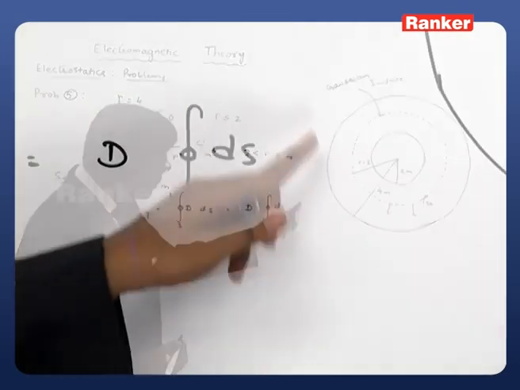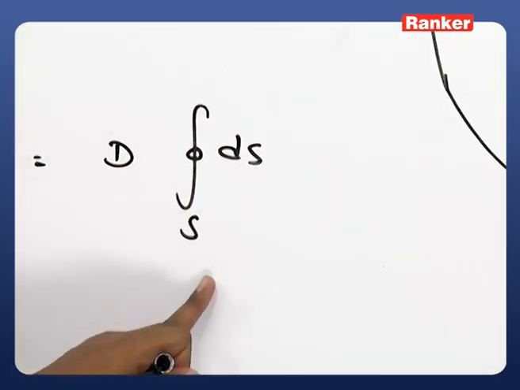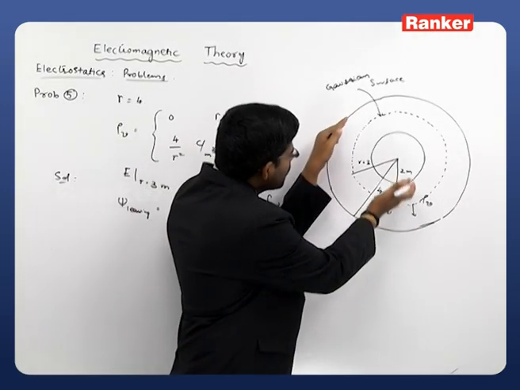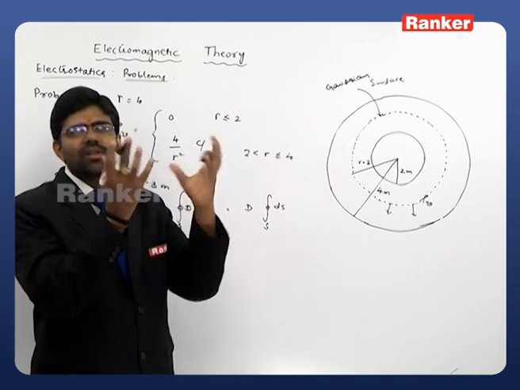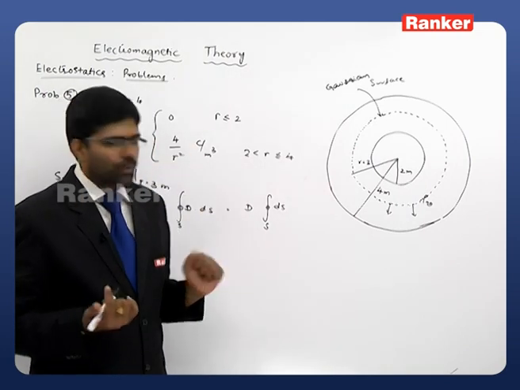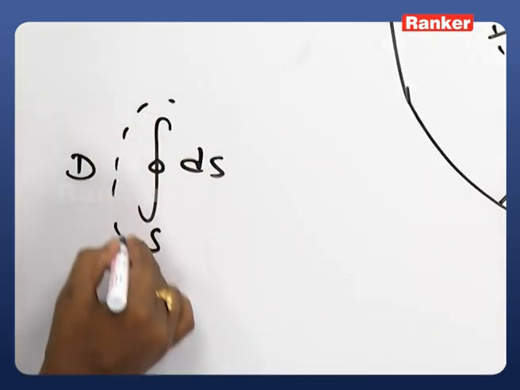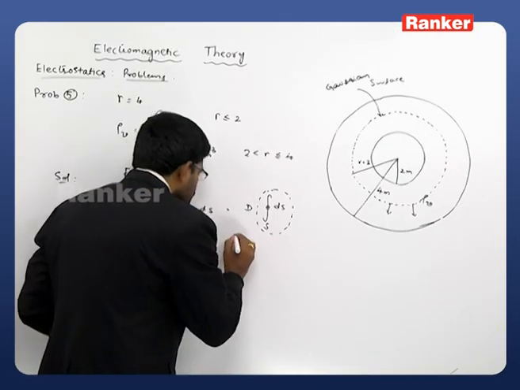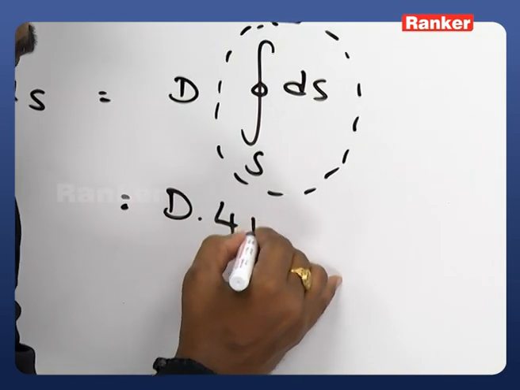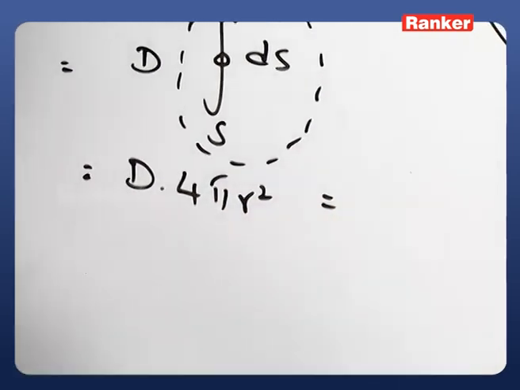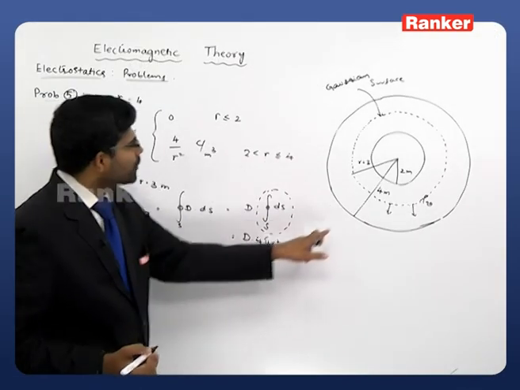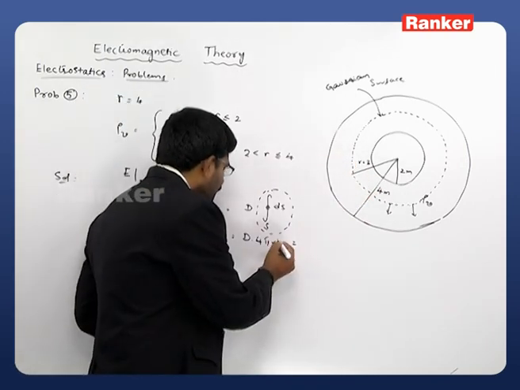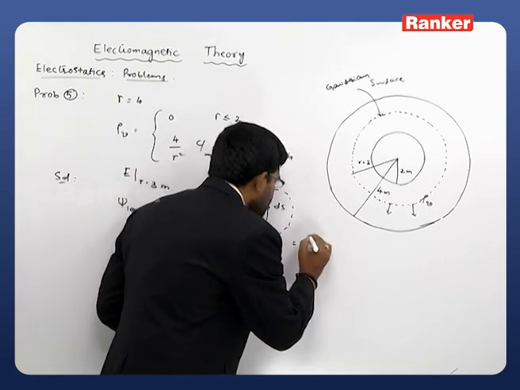This surface integral of dS gives us the surface area of the Gaussian sphere that we considered, a Gaussian sphere with radius 3. What is the surface area of any sphere? 4 pi r squared. So simply substitute 4 pi r squared, which gives D into 4 pi r squared, where r is the radius of the sphere we considered. This is 3. So 3 squared is 9, 9 into 4 is 36.